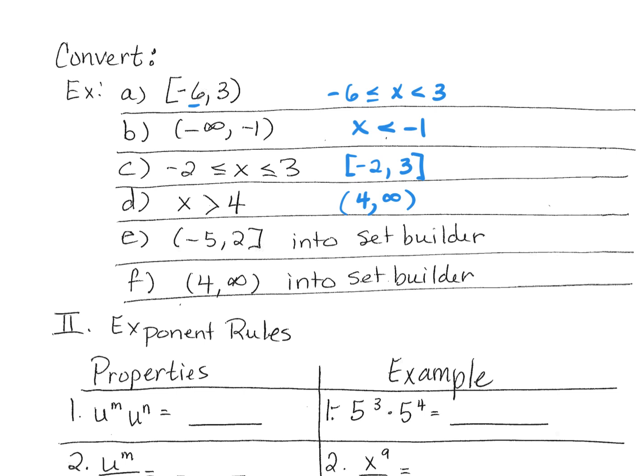Now, curveball. I've given you interval notation. I want you to put it in set builder notation. You cannot go straight from this to set builder. You have to go through an inequality, don't you? Because the inequality is what goes in the set builder. So let's do one together, and then you can do one on your own. So what inequality would this be? Take this and turn it into an inequality first. You did that in A, so now do it in E.